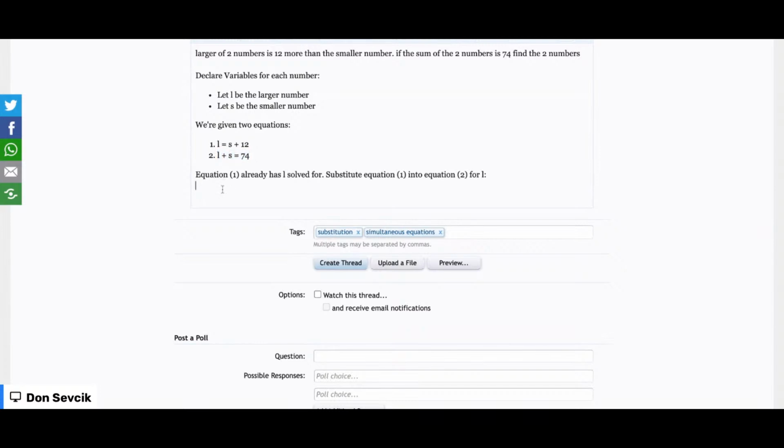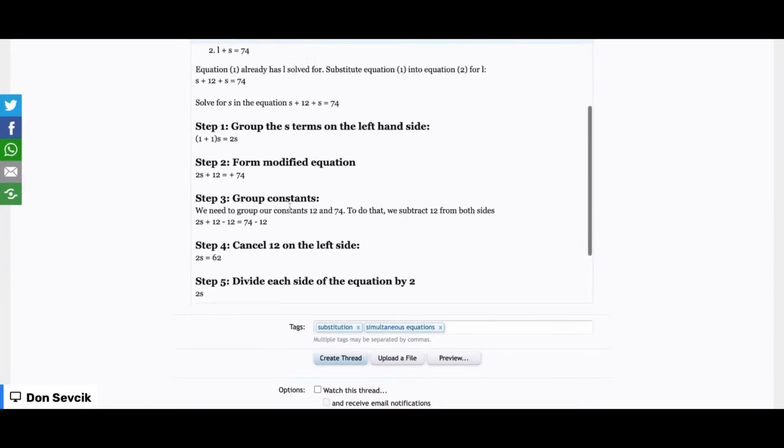I'm going to take equation 2 and just paste it down here. L is S plus 12, right? So I'm going to take L and substitute S plus 12. Now, real quick, I'm going off camera to grab the Math Celebrity work. Okay. And I'm going to copy and paste all the math so you could see how we solve this. All right, I just pasted it in.